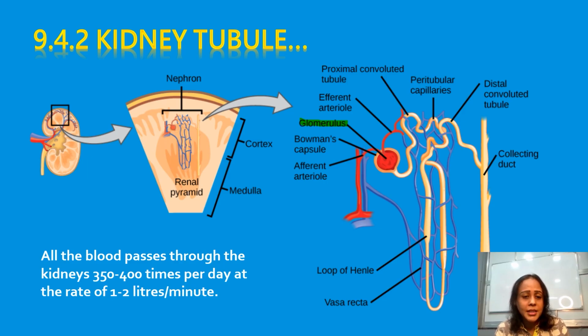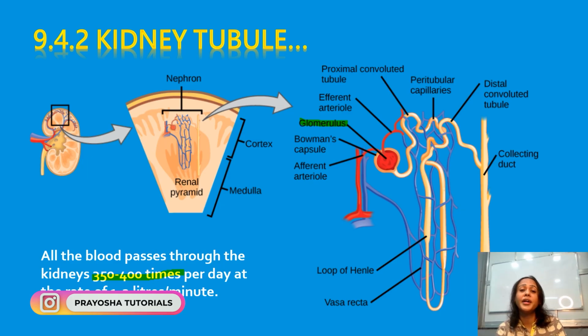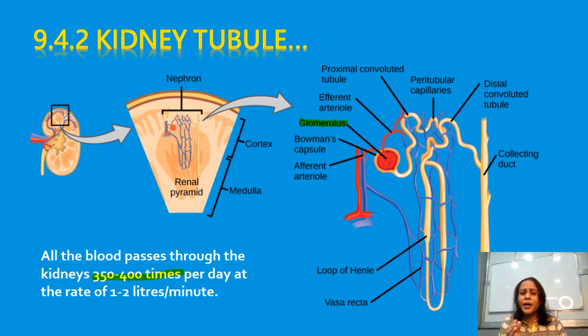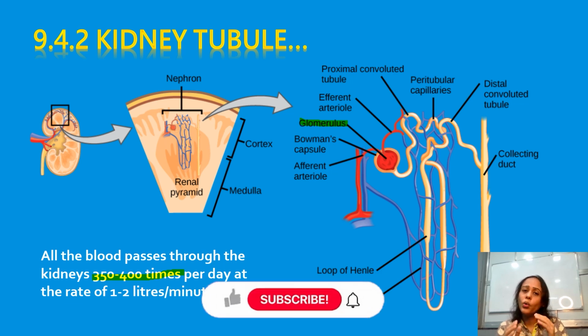Now as you can see, blood passes through the kidney minimum 350 to 400 times in one day. Okay, and what is the speed at which it is doing that? 1 to 2 liters of blood in 1 minute it is able to purify. So that is the efficiency of the kidney to help remove the waste material from our body.